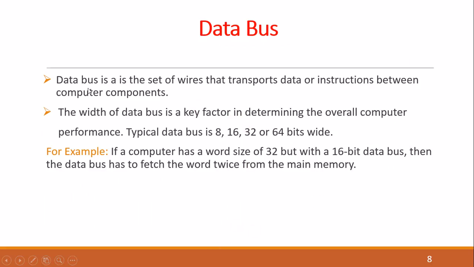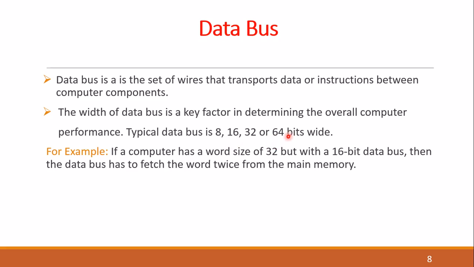Data buses. Likewise, the address bus is placed on the motherboard, as electronic pulses or electronic wires. In the same way, a data bus is a set of wires that transport data and instructions between the different components of the computer system. So the width of the data bus is a key factor. Typical data buses may be 8-bit, 16-bit, 32-bit or 64-bit long.